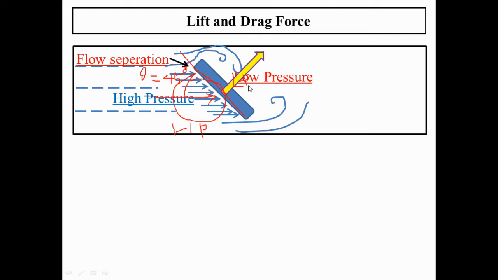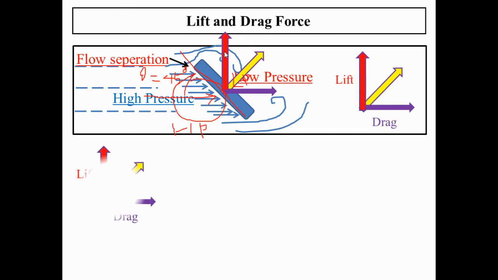We shall resolve that resultant force in two directions. One is along the velocity, the other across the flow. Along the flow, we call it drag; across the flow, we call it lift. So these are the two forces. In this case, it is inclined at 45 degrees, so there will be substantial lift as well as drag.